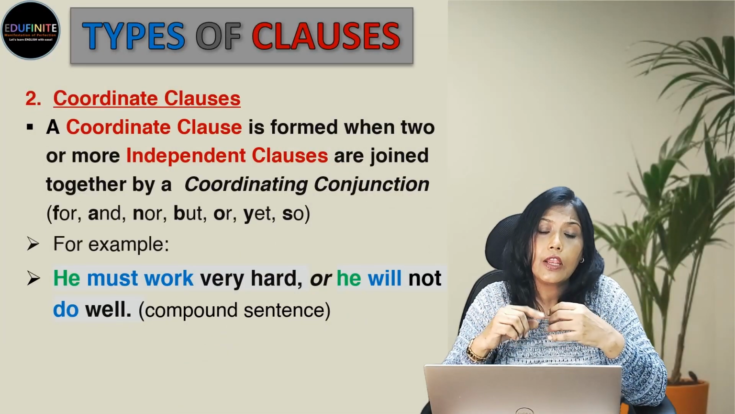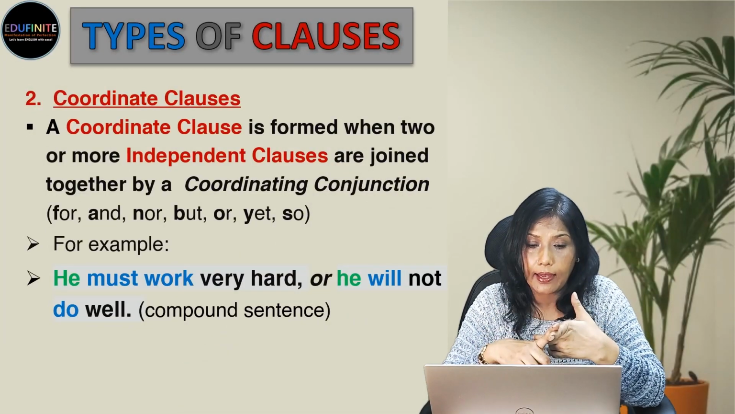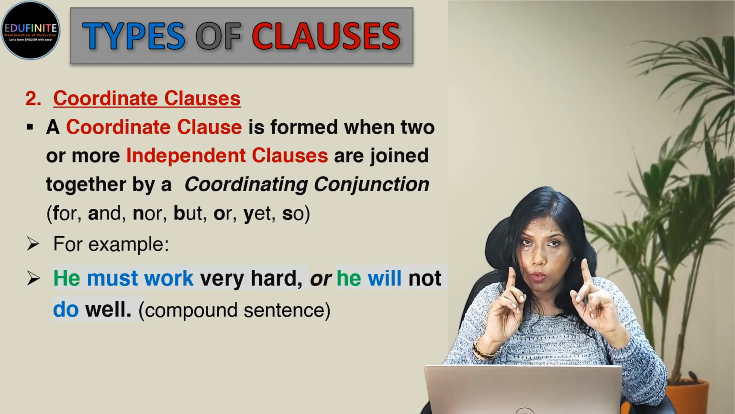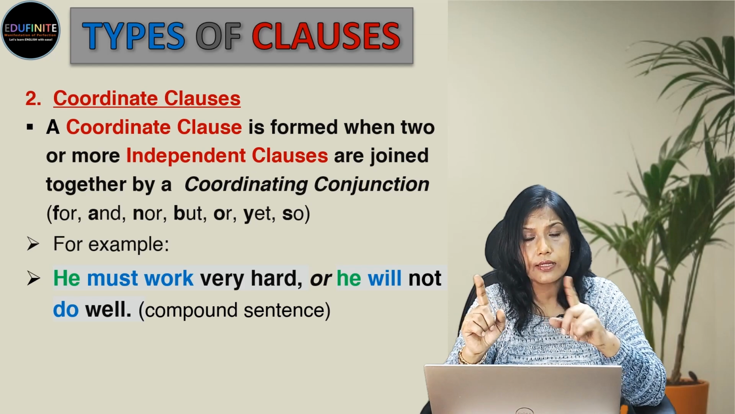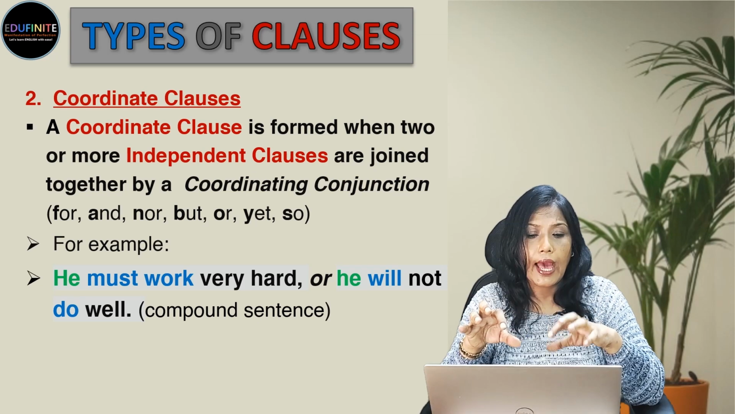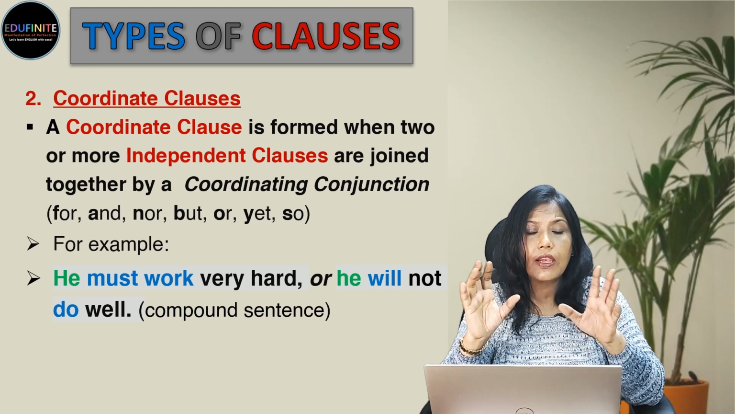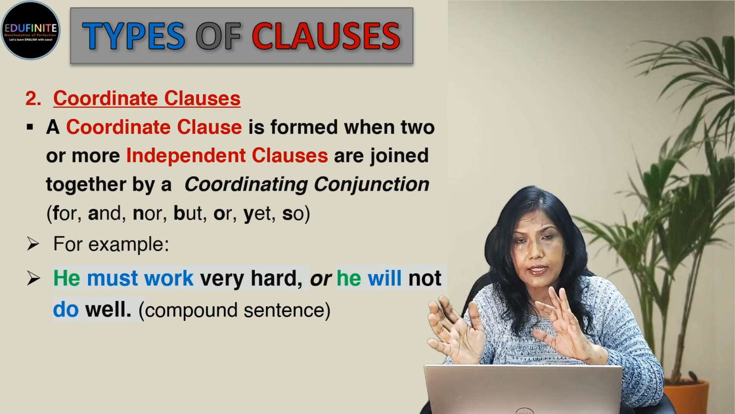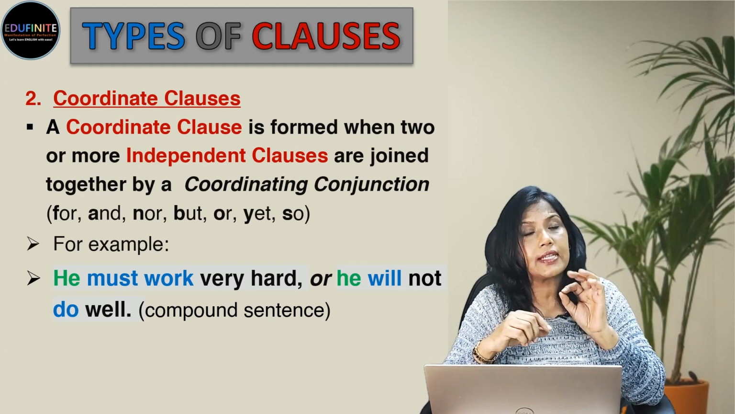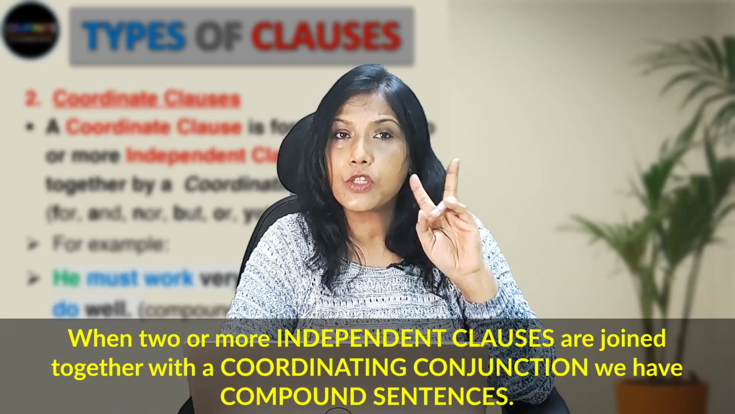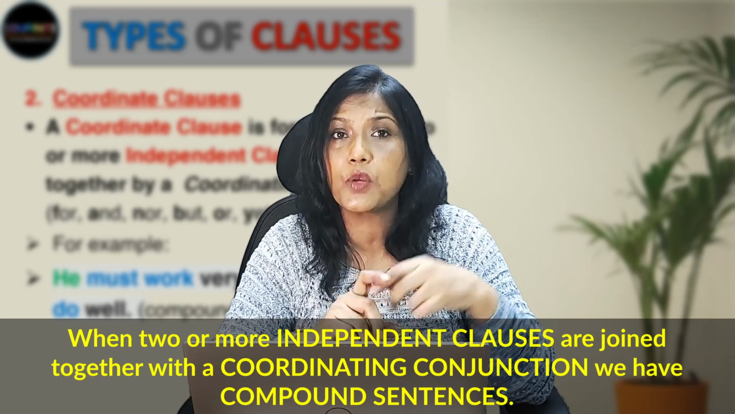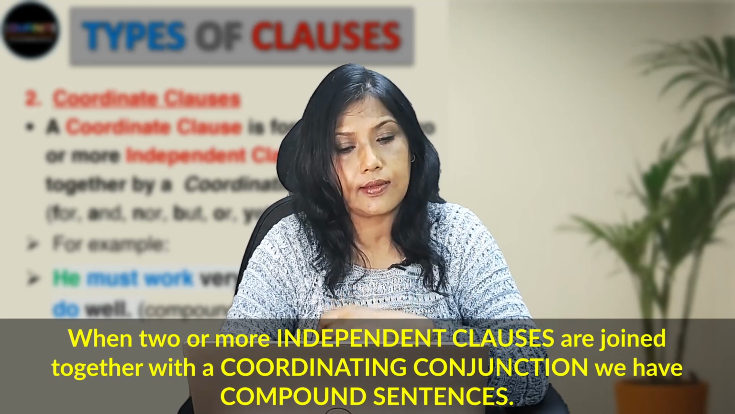Again, he will not do well. So he is the subject, will not do. This is a negative sentence. So will and do is the verb. And over here, what is happening? So he will not do well. This is also making complete sense. So these two independent clauses are joined together by the coordinating conjunction or. So now when two or more independent clauses are joined together by a coordinating conjunction, we have compound sentences.